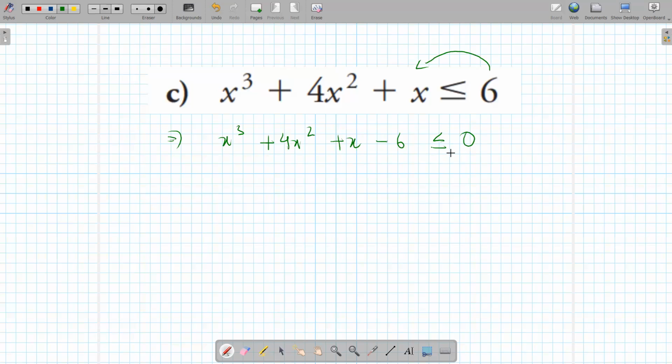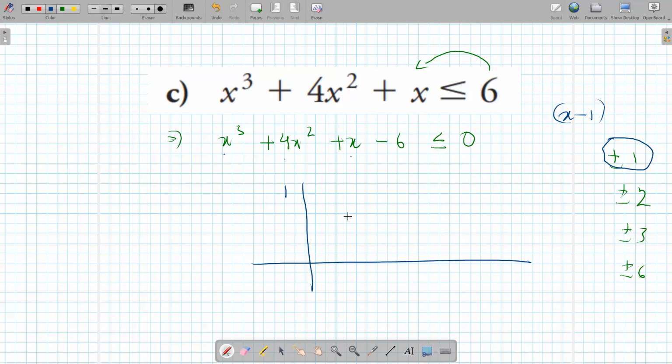You find factors of -6, which are 1, 2, 3, and 6, right? This one's pretty simple. It's just going to be 1, because 1 plus 4 plus 1 is going to be 6. So plus 1 is going to work for sure. That means x minus 1 is a factor, yeah? So our k value is 1.